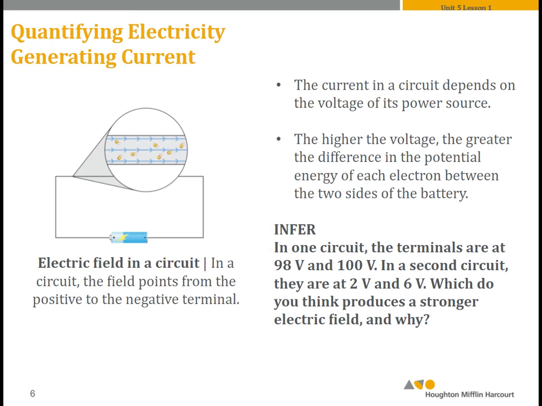Which one produces a stronger electric field? Well, it might not be what you would have originally guessed. The second circuit actually produces a stronger electric field because the potential difference between the two terminals is larger.